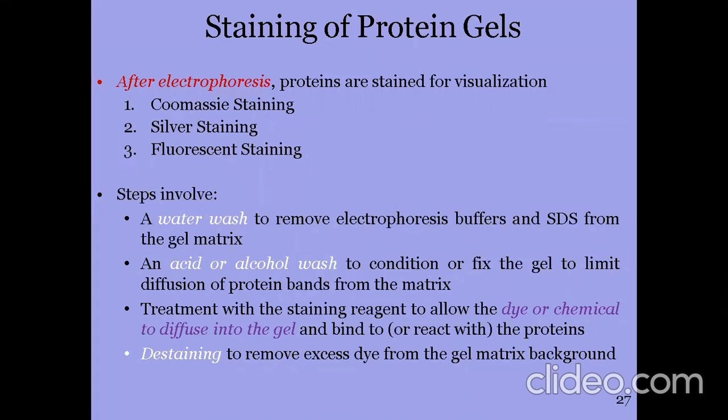सो स्टेप इन्वॉल्व्स क्या है, a water wash to remove electrophoresis buffer and SDS from the gel tank, or an acid or alcohol wash to fix the gel to limit diffusion of protein bands from the matrix, and then treatment with staining reagent to allow the dye or chemical to diffuse into the gel and bind to or react to the proteins, and then de-staining to remove excess dye from the gel matrix background.